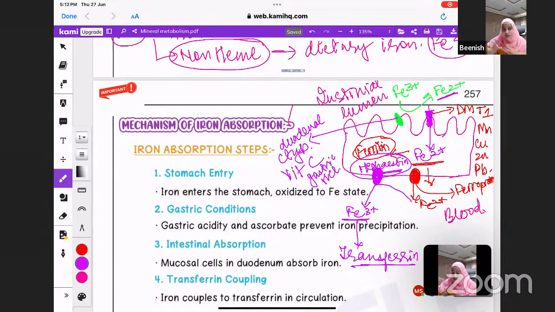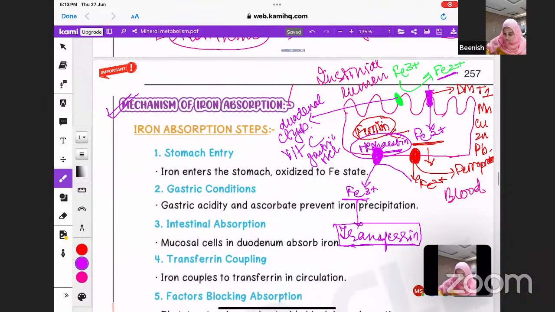Ceruloplasmin converts Fe2+ into Fe3+. Now this Fe3+ is going to bind to transferrin. That is, transferrin is the transporter of iron, and then this transferrin is going to transport iron to the respective target cells. So that was about the mechanism of iron absorption. Let's see what the notes have to say.